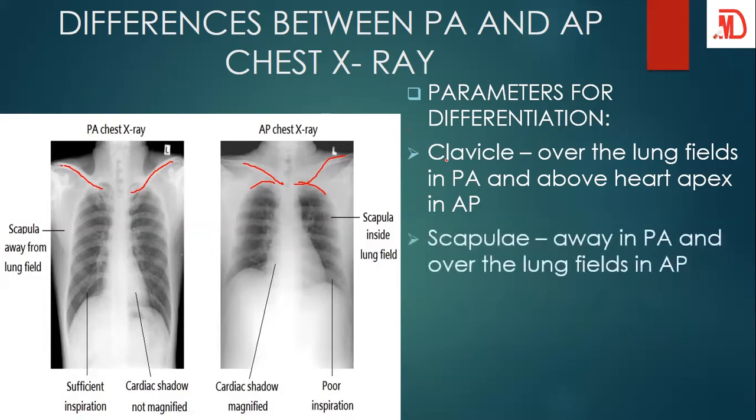Then the next parameter is the scapulae. All right, the scapulae. So in a PA, the scapulae are moving away from the lung field. And then in the AP, it's like they are moving towards the lung field. And this is where the scapula is located.